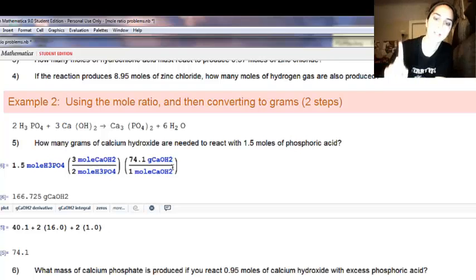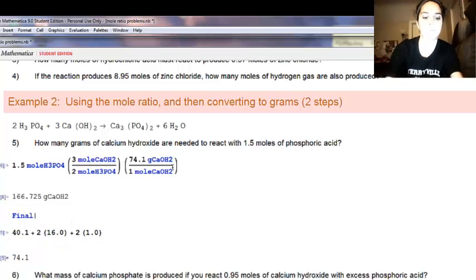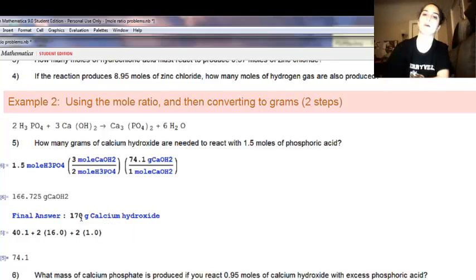But we're not done. We need our final answer in the correct sig figs with units. Our starting number had 2 sig figs, so we have to round this to 2 sig figs, which gives us 170 grams of calcium hydroxide.